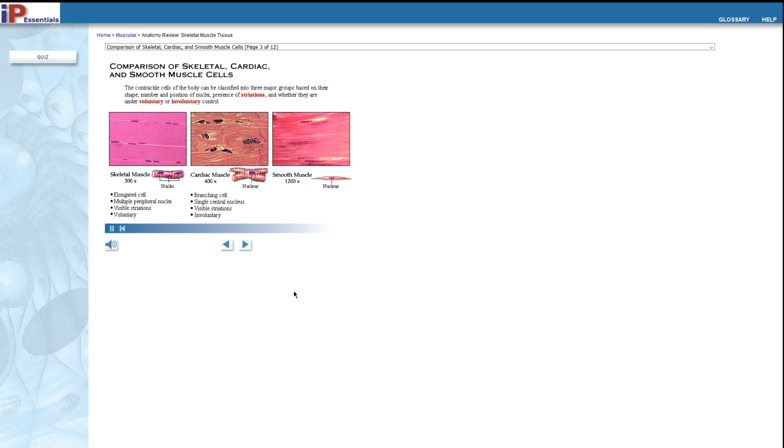Cardiac muscle has branching cells with a single central nucleus. Cardiac muscle cells are also striated. Unlike skeletal muscle, cardiac muscle cells are under involuntary control.